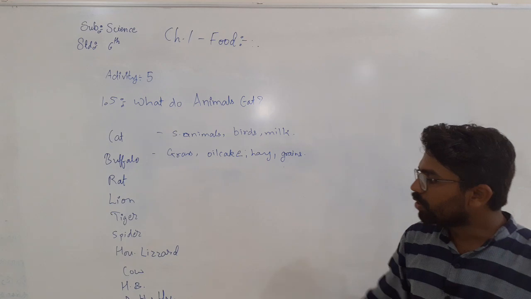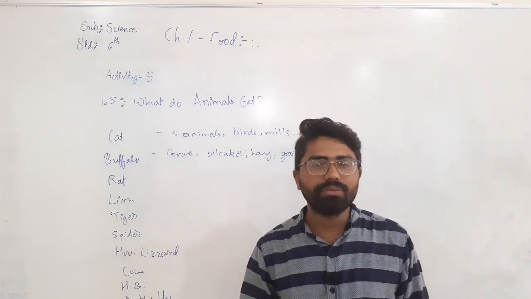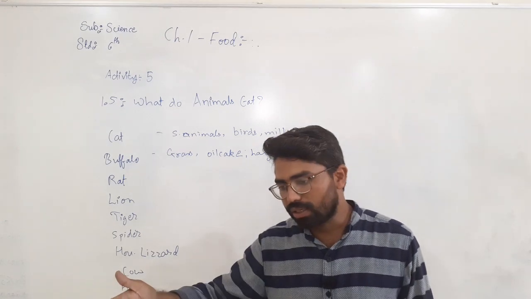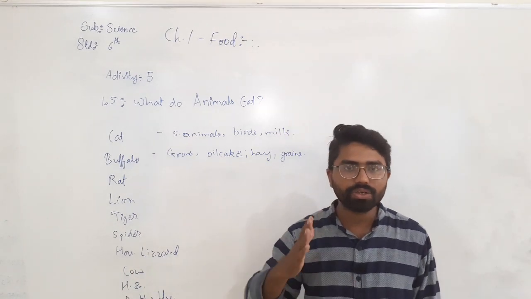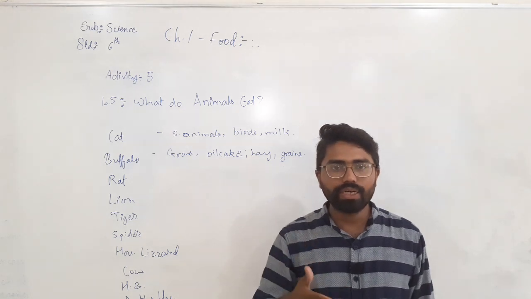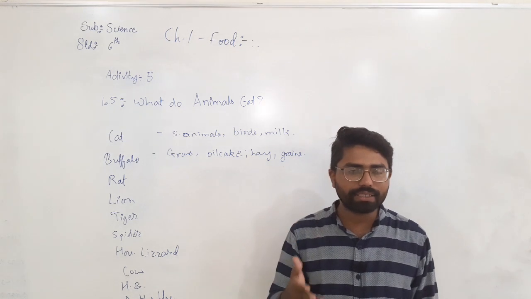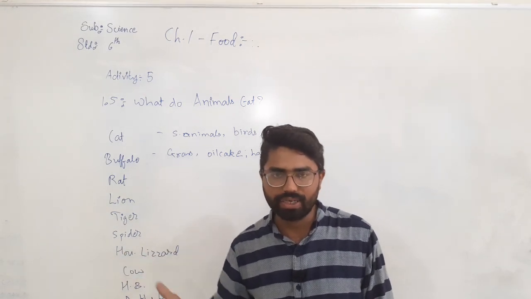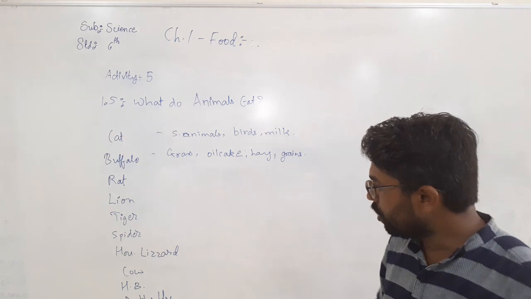Then comes the human being. A human being is an animal that eats everything, okay. We humans eat non-veg and veg also. In veg, we know what is included: all the vegetables, grains and all these things are included in veg. And non-veg includes egg and all meat and flesh, okay. That is included in non-veg, okay.